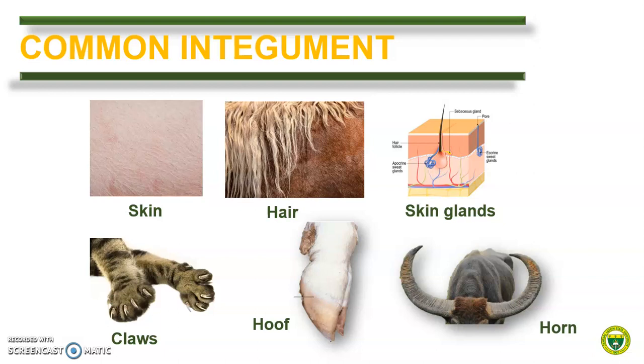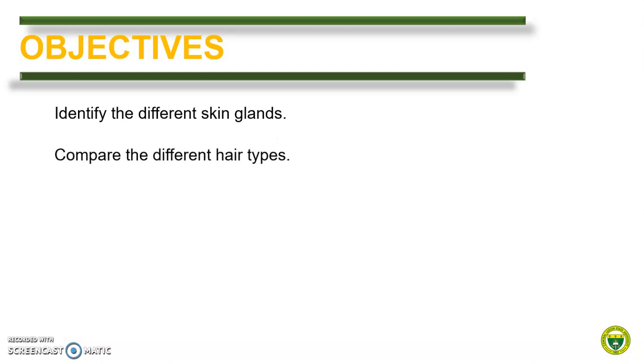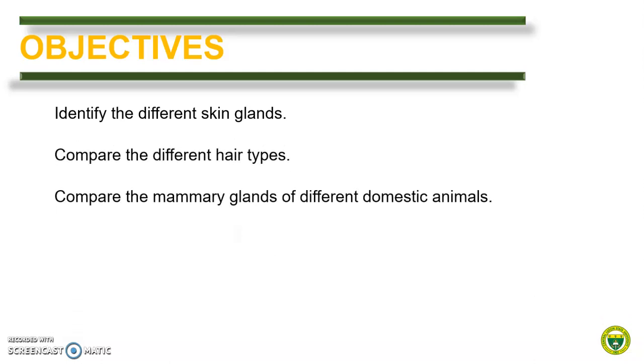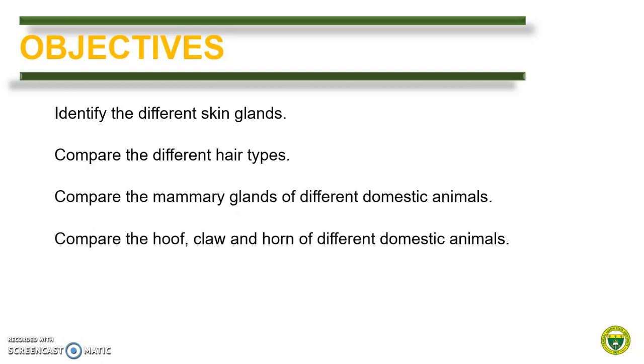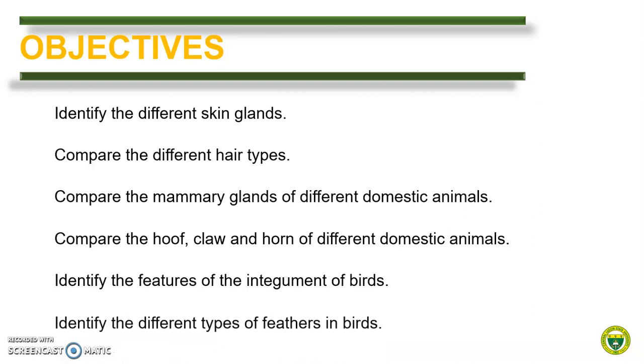In this module, we will try to identify the unique and distinguishing features of the different domestic animals on the basis of their integument. At the end of this presentation, each student should be able to identify the different skin glands, compare the different hair types, compare the mammary glands of different domestic animals, compare the hoof, claw, and horn of different domestic animals, identify the features of the integument of birds, and identify the different types of feathers in birds.